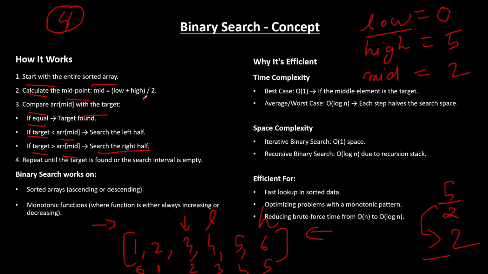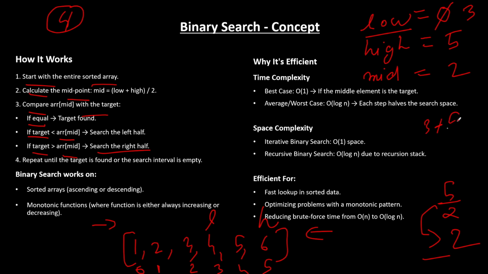3 is not required in your search space, because the value which we are finding is greater than this particular value, right? So we'll make the range here. So what will happen now? Low value is 3, high value is 5 right now, and mid value is 2. So now you will calculate this mid value again.